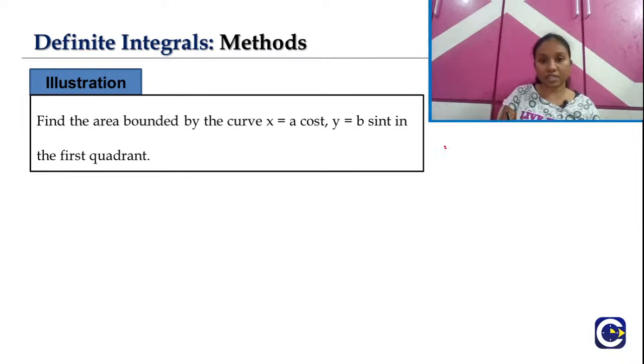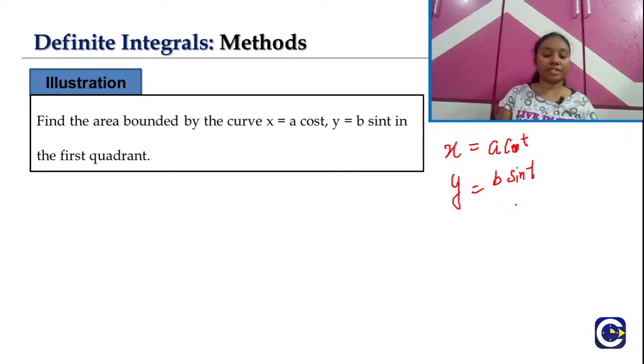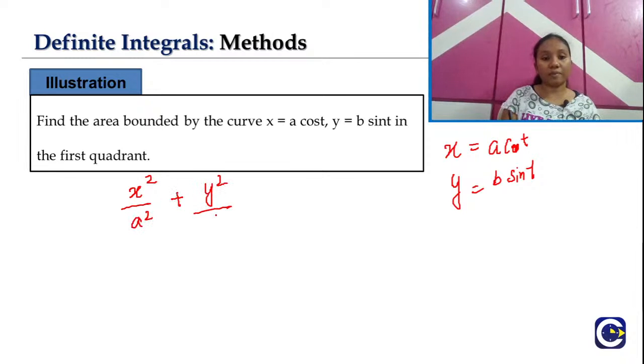So here, what is our x? x will be equal to a cos t and y will be equal to b sin t. If we take both of these x and y, what will our equation be in parametric form? This will be nothing but the parametric form of the equation of an ellipse. Yes or no? So it will be x square by a square plus y square by b square equal to 1. If you substitute and check your x and y, this will be the curve of an ellipse. Yes or no?